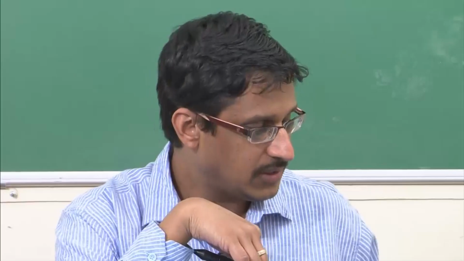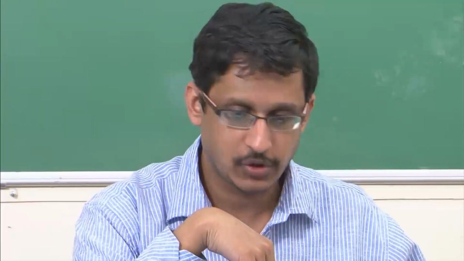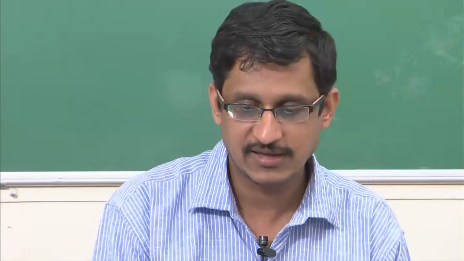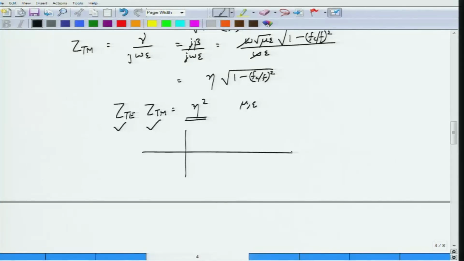Something we have not discussed at this point: if you want to sketch graphically how ZTE and ZTM behave, they would all converge to eta for f much larger than fc. You can see here that for f much larger than fc, this term will be equal to 0, and then ZTM will converge to eta. However, when f is less than fc, there won't be any propagating component here, and then ZTM would be equal to minus infinity.